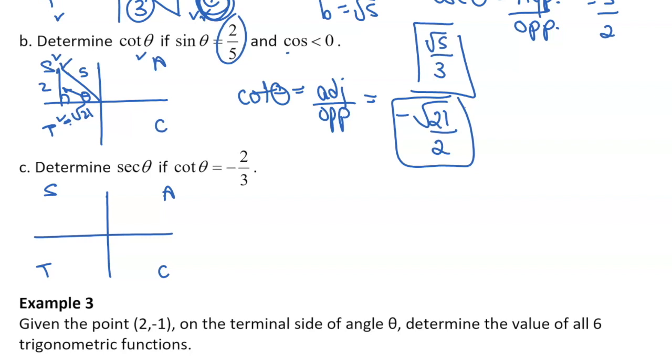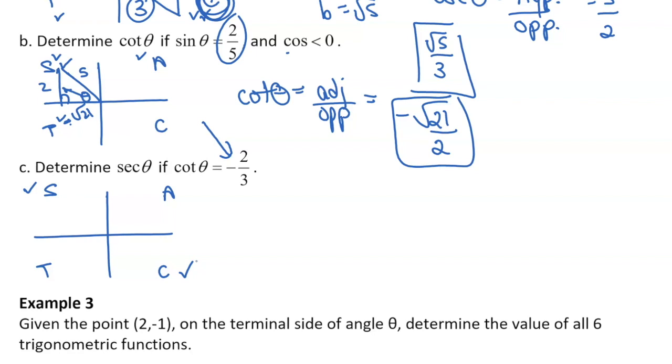Okay, and then example C. Determine secant, okay, the reciprocal of cosine, if cotan is equal to negative 2 over 3. Well, if cotan is equal to negative 2 over 3, then we know that tan, its cousin, is going to be negative in the S and the C quadrant. But we don't have any more information than that. We don't know if we're in S or if we're in C.